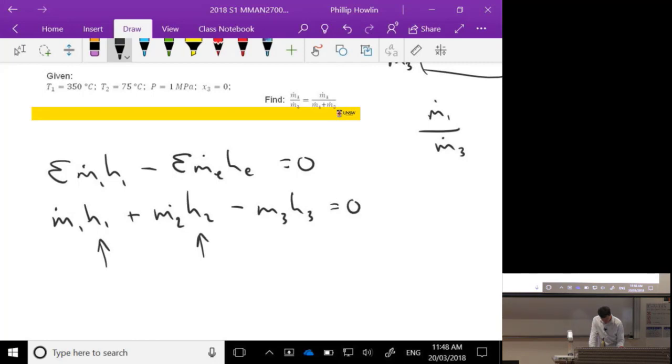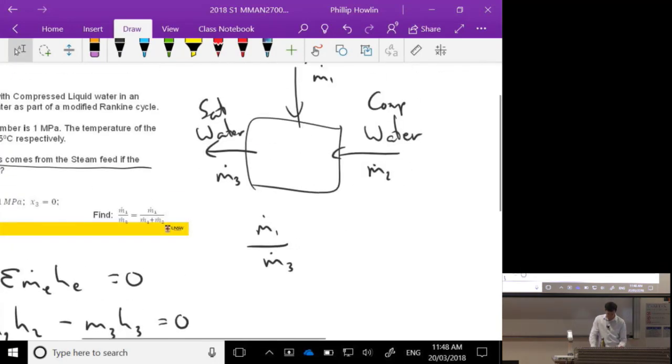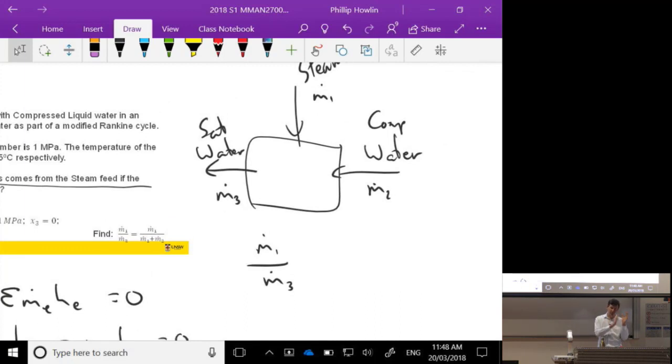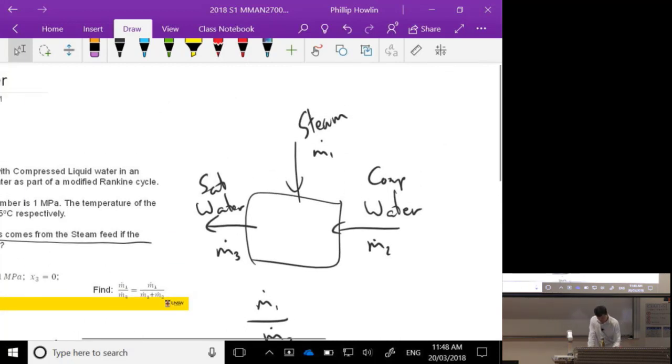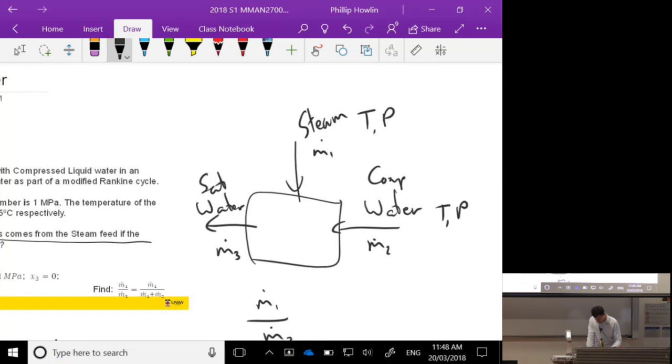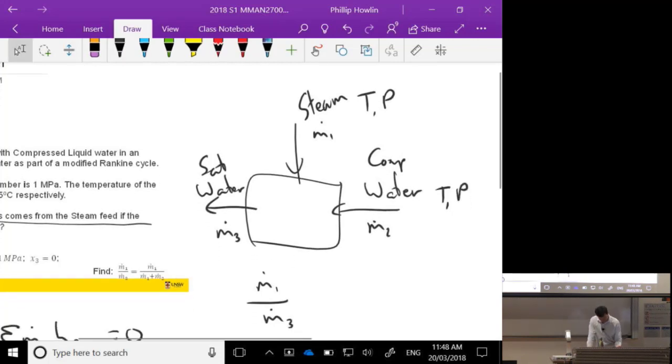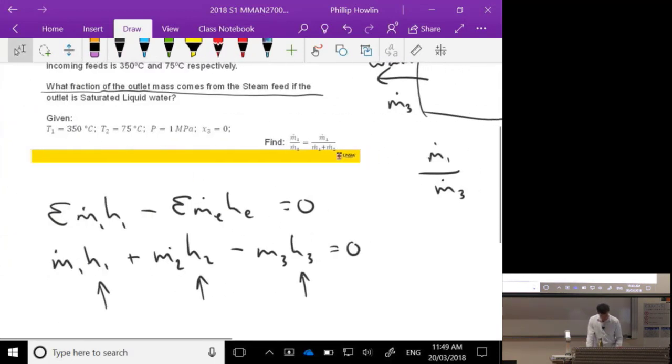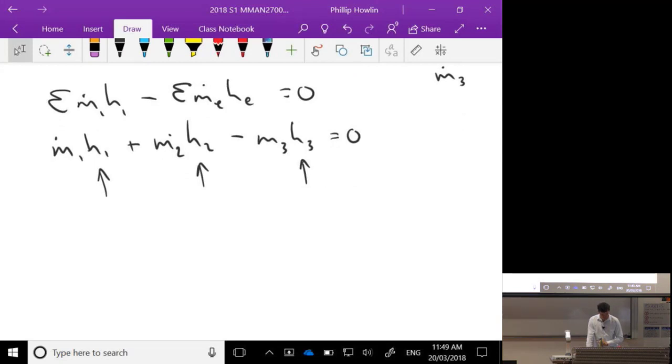We can look up h1, h2, and h3 from our tables, because we've got defined states. We've got a temperature and a pressure here. Here, we've got a temperature and a pressure. Here, we've got a temperature and a pressure, and they're not in the saturated state. And here we've got a pressure and a quality. So we can find our h values for our three states.